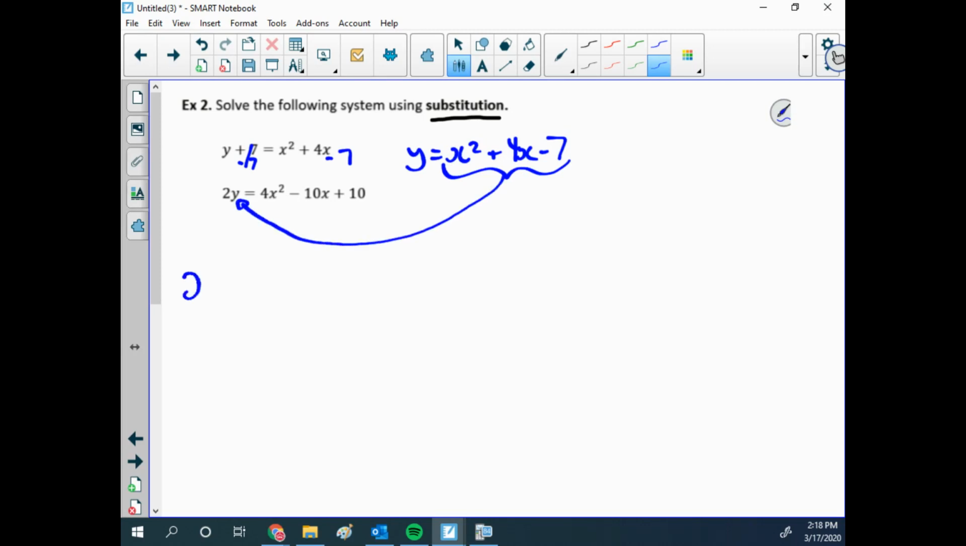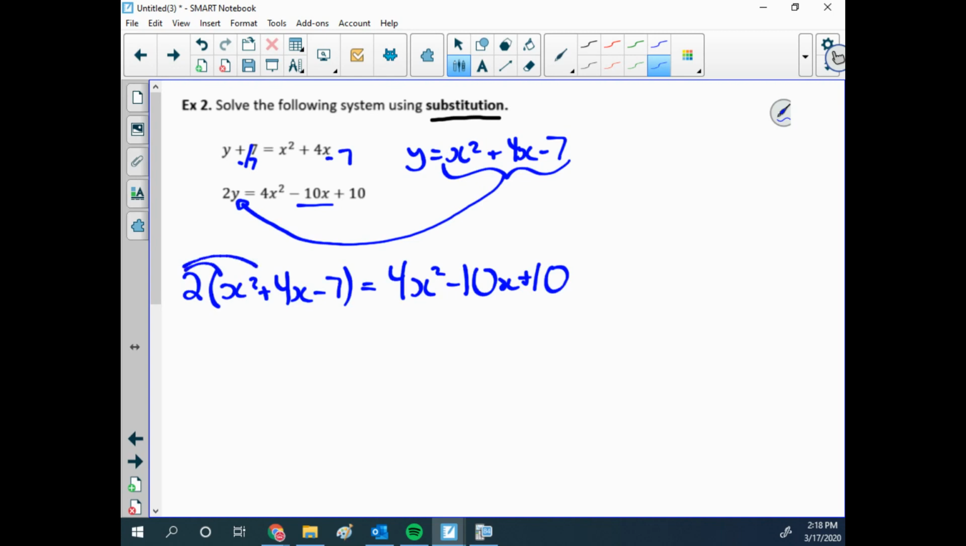So this becomes 2 times y, which is equivalent to the expression I'm going to substitute in: x squared plus 4x minus 7, equals, this stays the same. I haven't changed that. 4x squared minus 10x plus 10. Now, solving for substitution, what I'm going to need to do is get everything to one side. Once I have everything to one side, I'm just going to solve it like we would have solved last unit, solving for an x value by either factoring, completing the square, or quadratic formula.